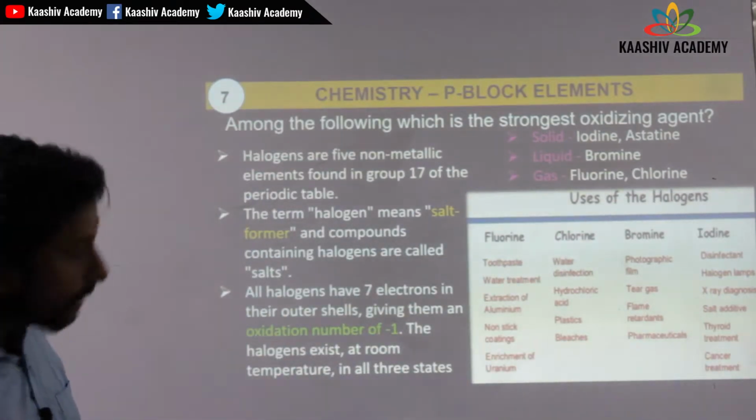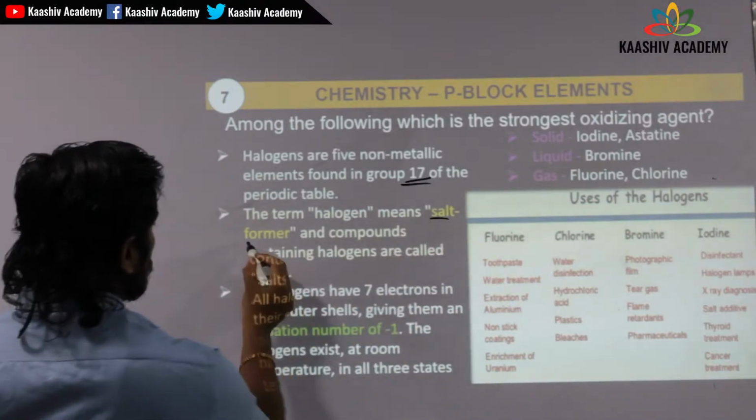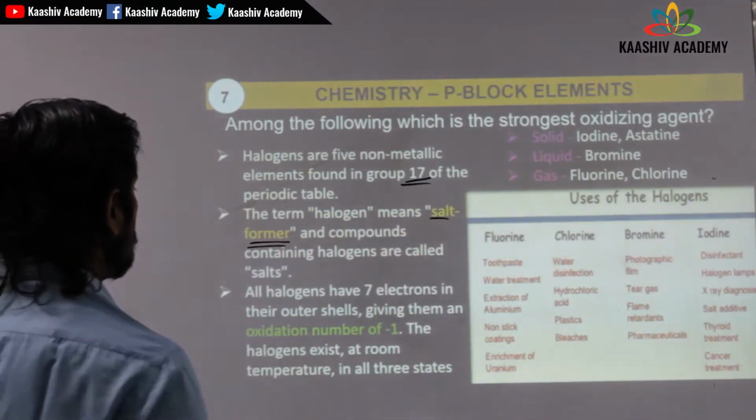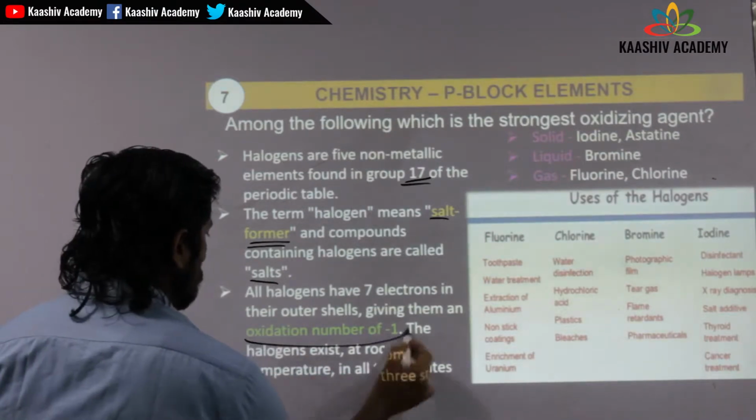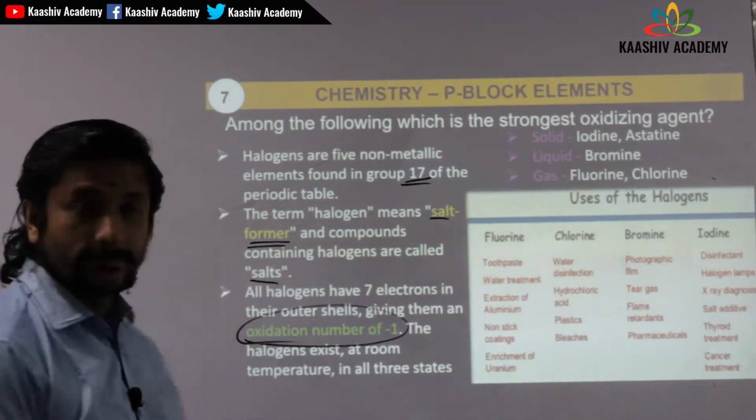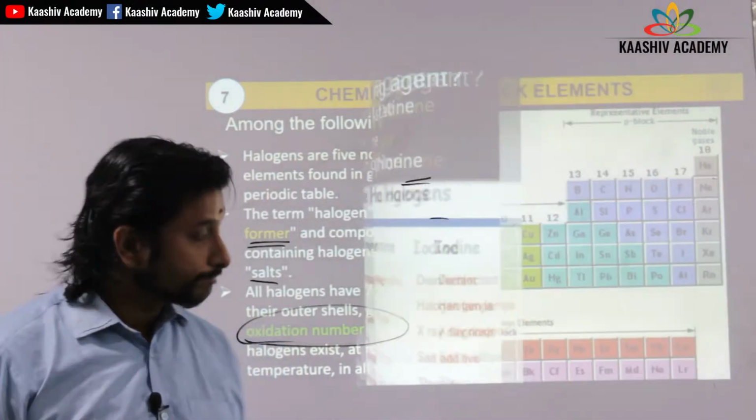And the entire halogens are available in 17th group and they are salt formers. So they will form salts and the oxidation number is -1. So that's it. This is the one you have to understand about halogens.